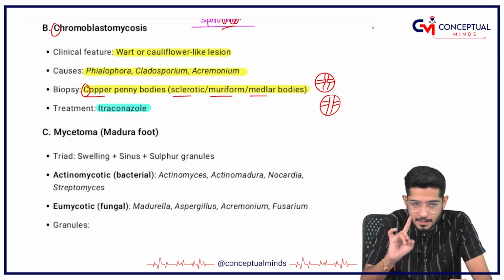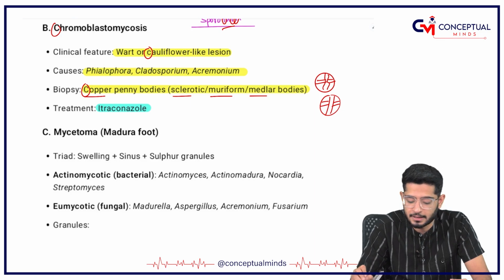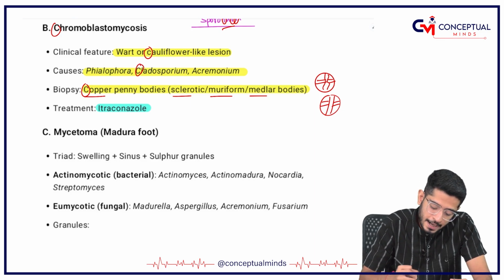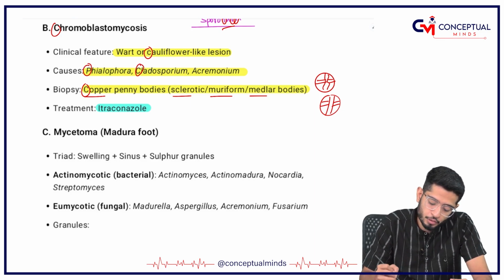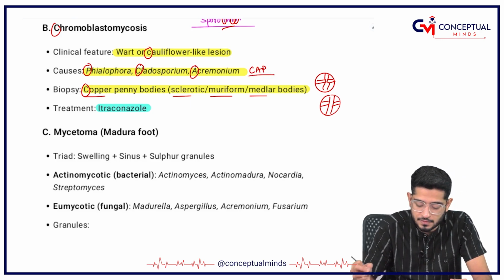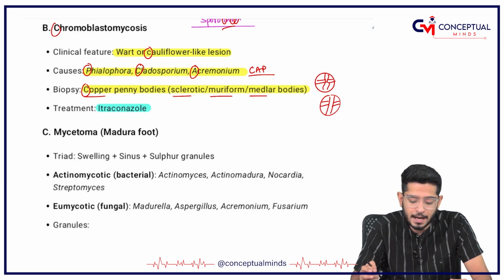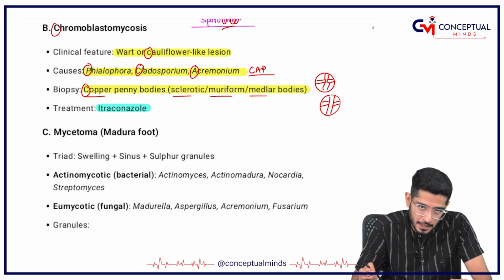So C for Chromoblastomycosis, C for cauliflower-like lesion, C for Cladosporium, Acremonium. This you have to remember. This is the CAP mnemonic which is important. Biopsy shows copper penny bodies, medullary bodies, muriform bodies.